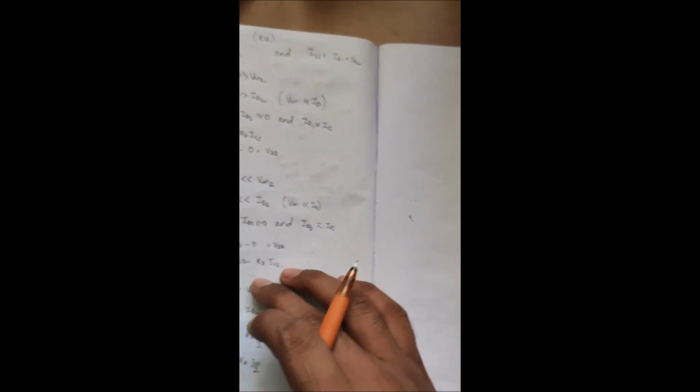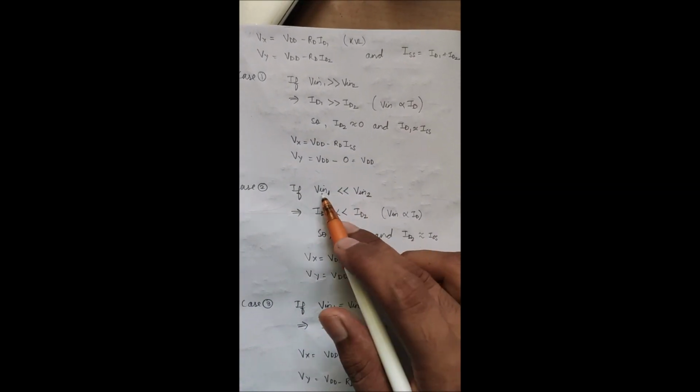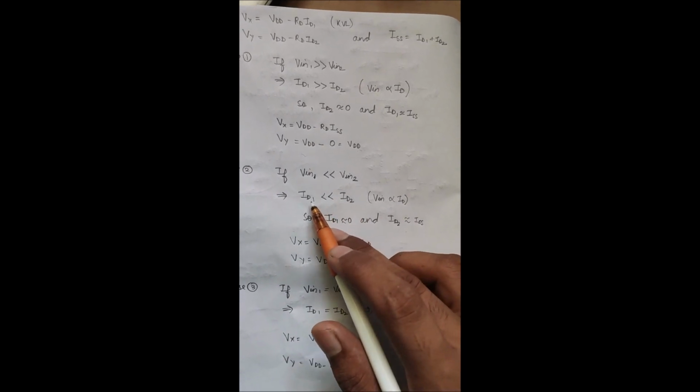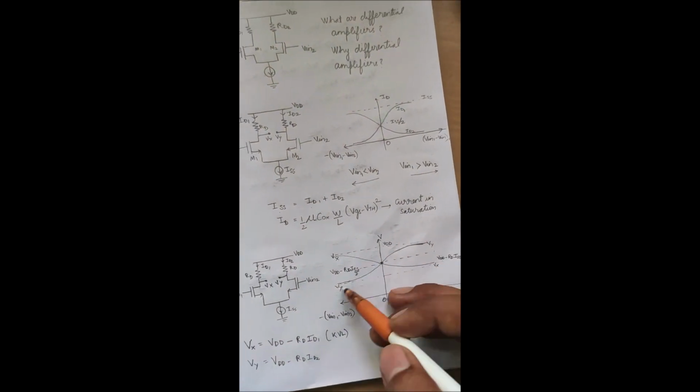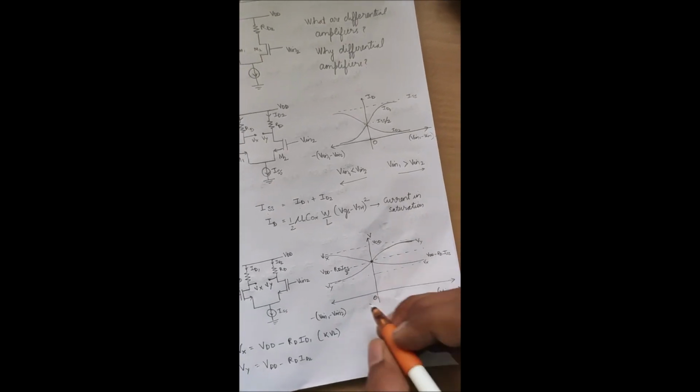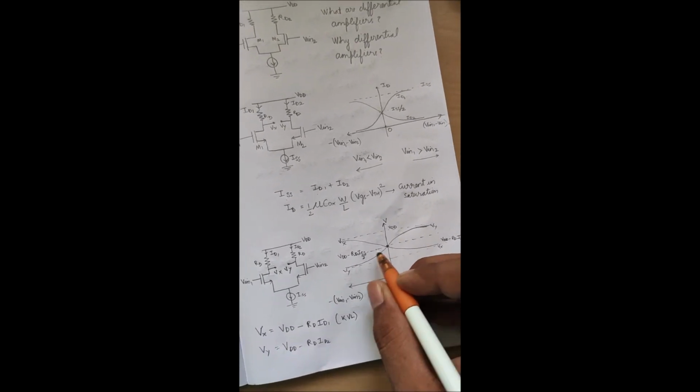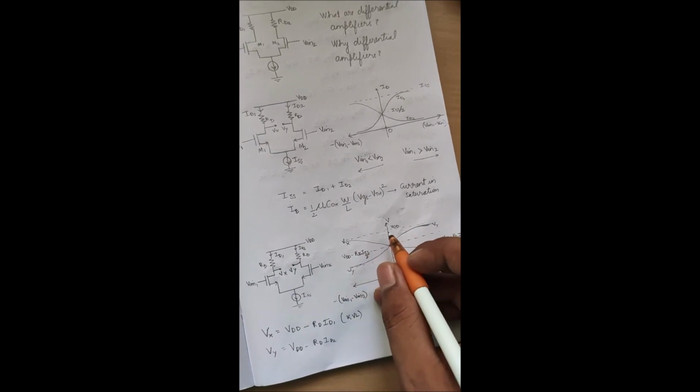Similarly, at the left extreme, when Vin2 is very much greater than Vin1, Id2 will be very much greater than Id1, and in that case Vx is equal to Vdd and Vy is equal to Vdd minus Rd Iss. So they are almost the reverse, which is very clear. And for the condition when Vin1 is equal to Vin2, that is this point, the value should be Vdd minus Rd Iss by 2, and that is what we got here.